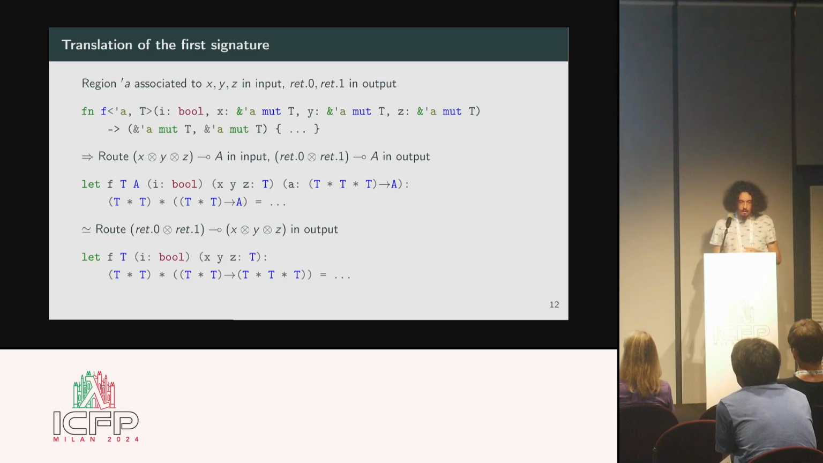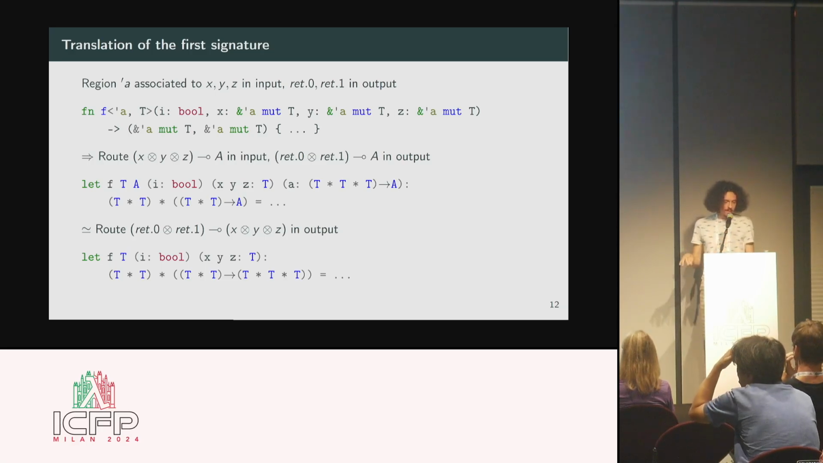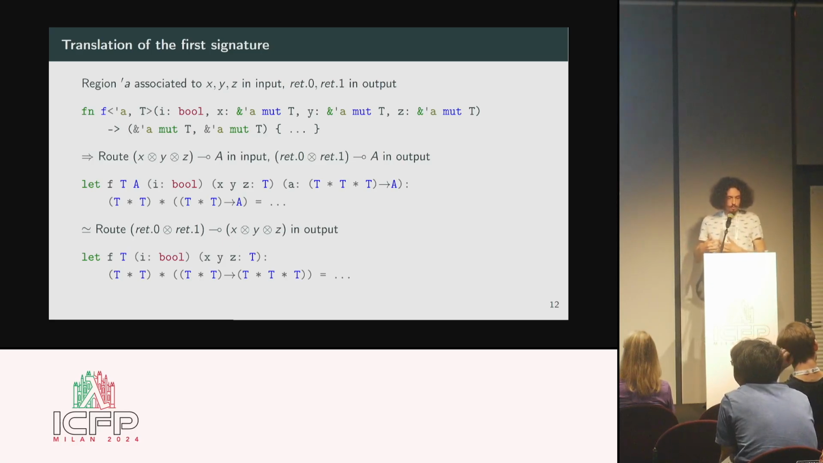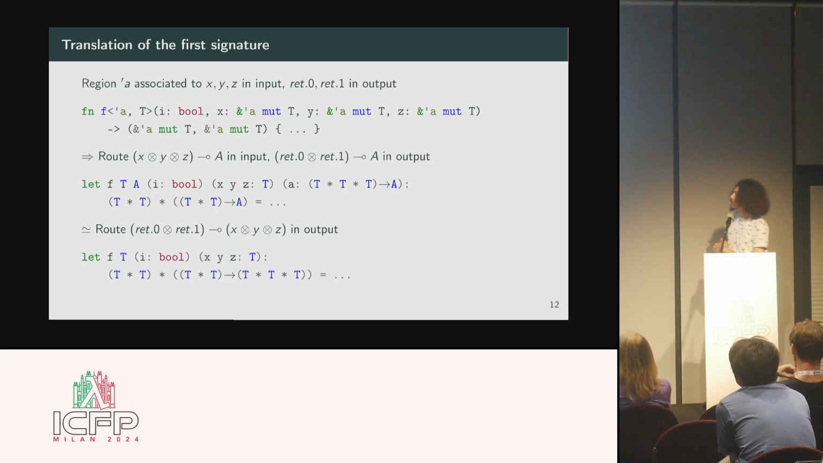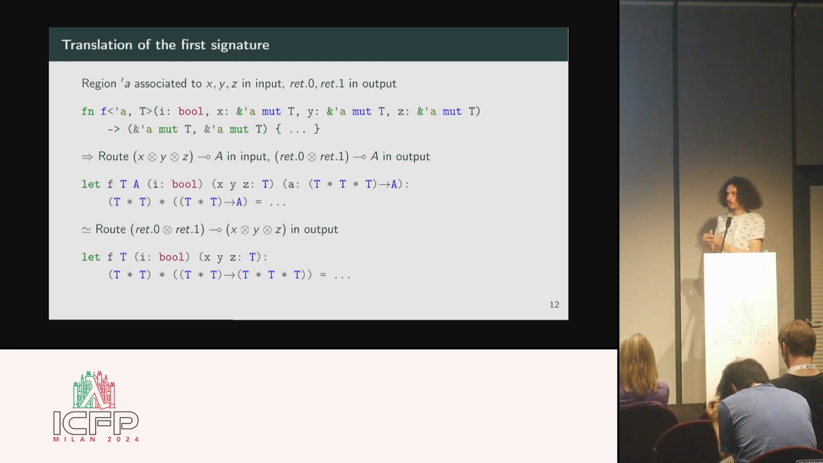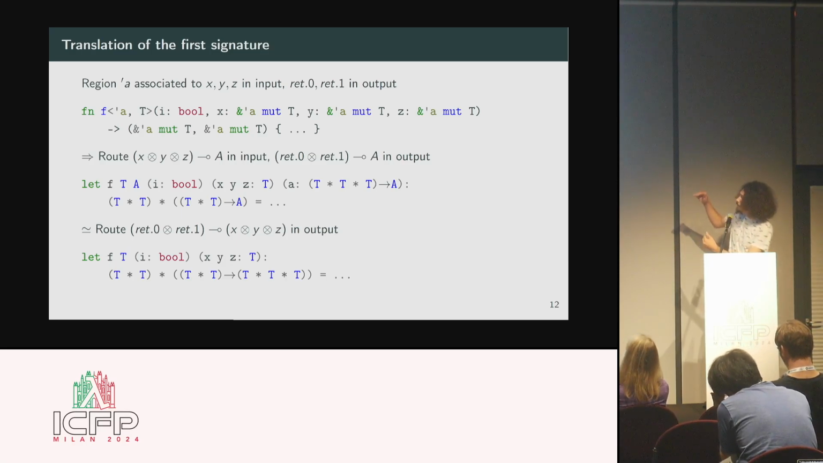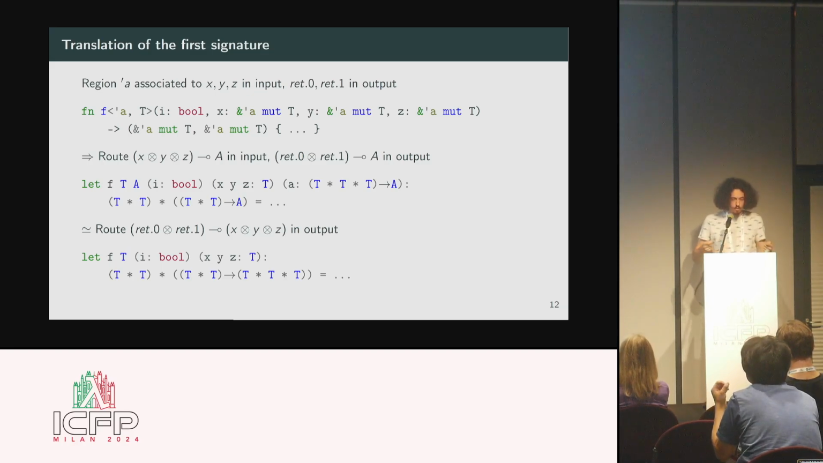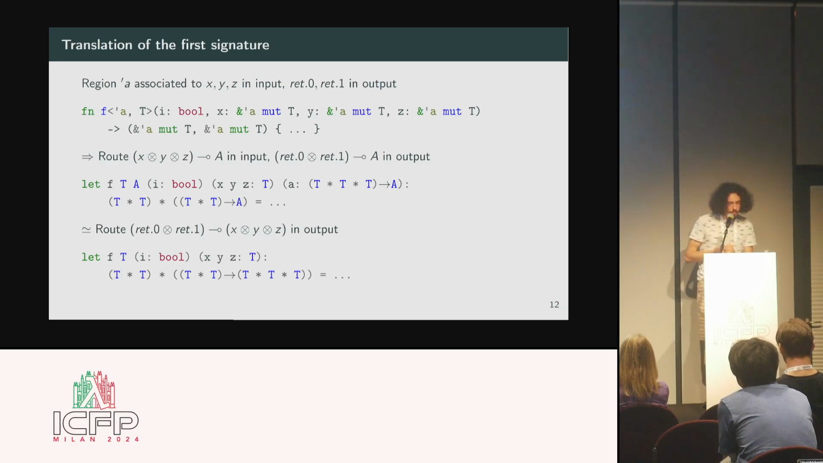So the idea is that a root A associated to the three inputs X, Y, and Z is associated in the output to the two output borrows. We translate that to a linear function that we get in the input of our function that will consume those three values, X, Y, and Z. And then in the return type of our function, we'll get back another linear function which corresponds to the same region A, and so gives us back the same possibly borrowed values. But at this time of the program, it will only consume the remaining borrowed values associated to it, which are the two outputted borrows. And in fact, we have an isomorphism of types.